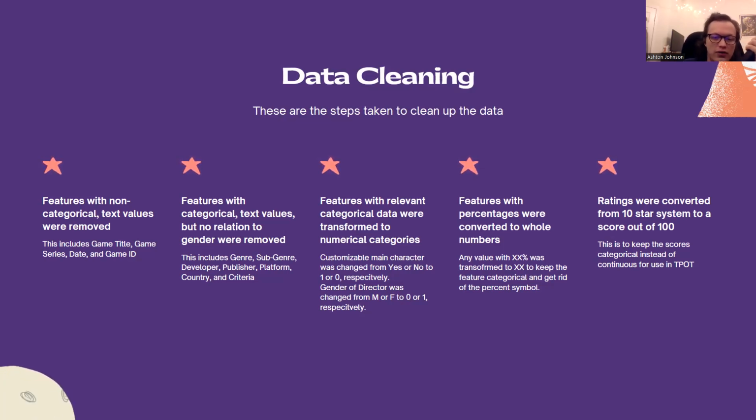Features with relevant categorical data were transformed to numerical categories. Customizable main character was changed from either yes or no in text form to 1 or 0, respectively, and gender of director was changed from M or F, male or female, to 0 or 1, respectively. Features with percentages were converted to whole numbers, so XX% was just changed into XX to keep the feature categorical and get rid of the percent symbol. And ratings were converted from a 10-star system to a score out of 100 to eliminate the decimals, creating a categorical system instead of a continuous system. This was so I could use it in TPOT later.